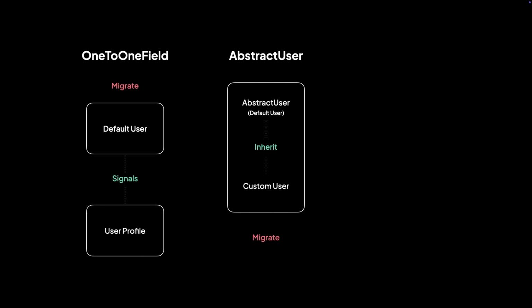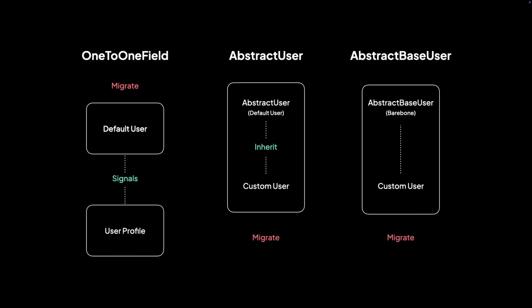The second option is extending the user model with the abstract user class. This approach is more flexible. Important here is that before you run any migrations, you must create a custom user model that inherits from the abstract user. This allows you to keep the default fields like username, email, and password while adding your own custom fields, for example bio or avatar image, directly into the model. Once you define this model, you must tell Django about it in the settings.py file and then run your initial migration.